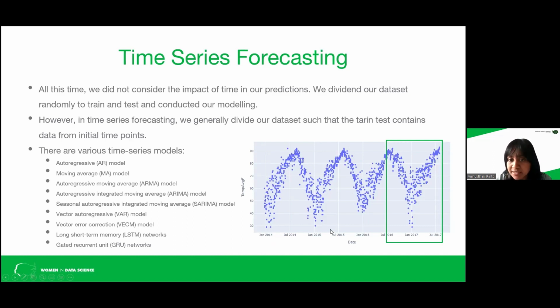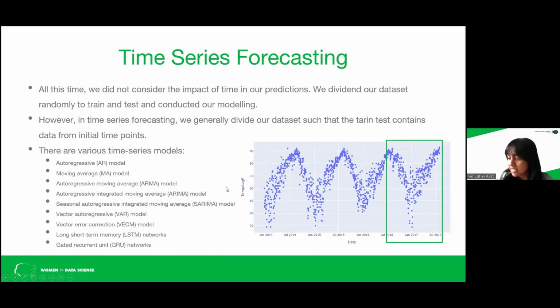And I plotted how the temperature is varying with the date. So as you can see, there are some seasonal variations. So in time series forecasting, there are different time series models that you can use to capture these seasonal variations, right. So there are autoregressive models, moving average models, and for seasonality itself, we have SARIMA models, so seasonal autoregressive models. Then we have deep learning methods for time series forecasting.